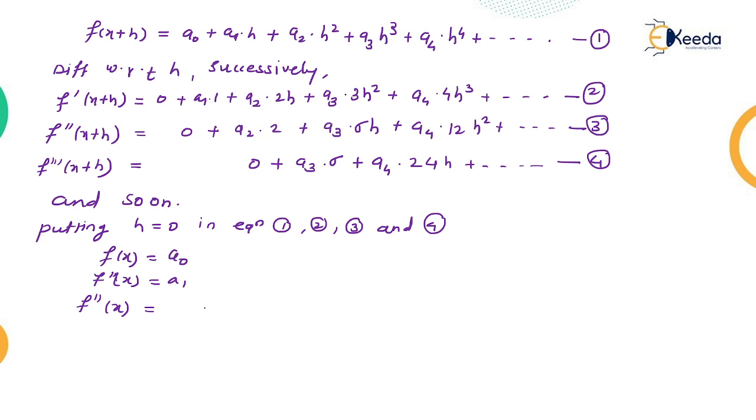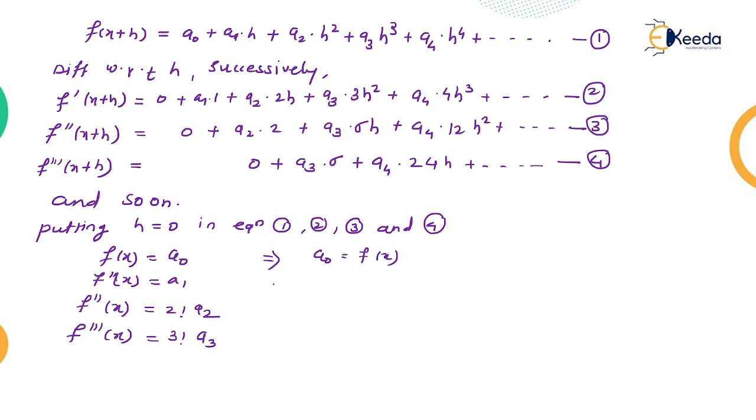That is 2 into a2, guys. So I am writing 2 as 2 factorial into a2. Again, if I write f triple dash of x after taking h equal to 0, what will we get here? a3 into 3 factorial, so I am writing 3 factorial into a3.